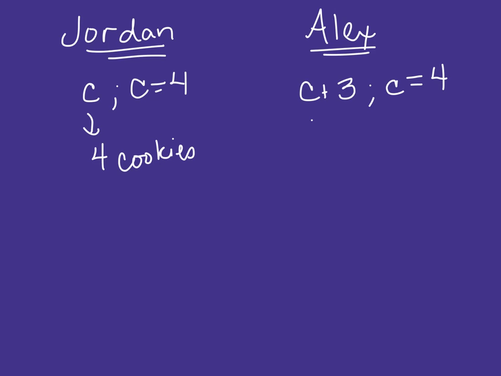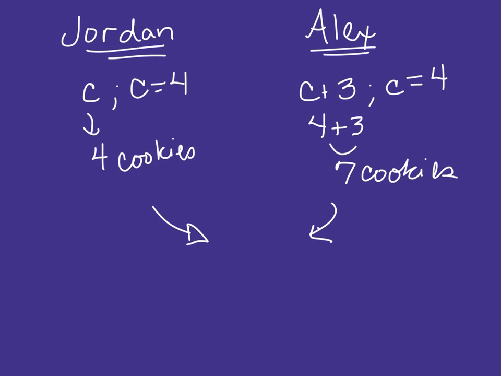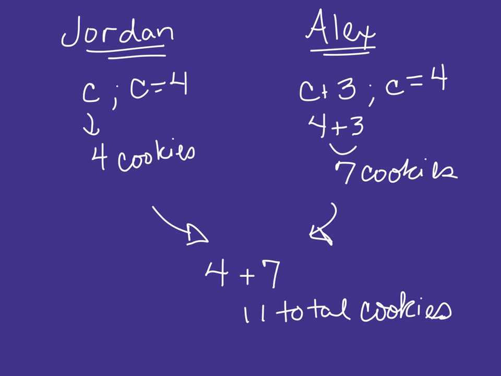And then here I substitute in for the C. I've got 4 plus 3, which is 7 cookies for Alex. Make sure you label them. And as an extra added check to ensure that I've done everything right, I can add these together. 4 plus 7 is, of course, 11 total cookies, which we know is what we should have. So that's just a little extra reassurance there that we've done everything correctly. So now I know that Jordan has 4 cookies and Alex has 7 cookies.